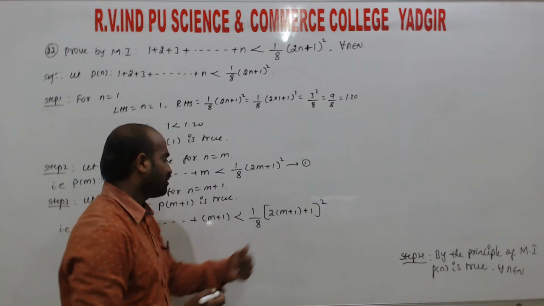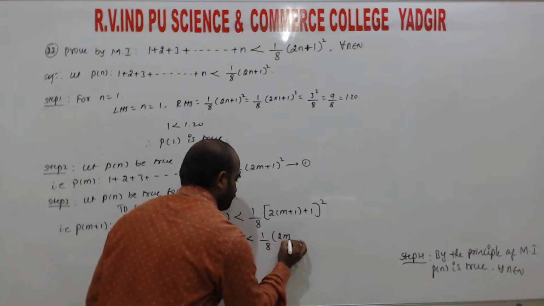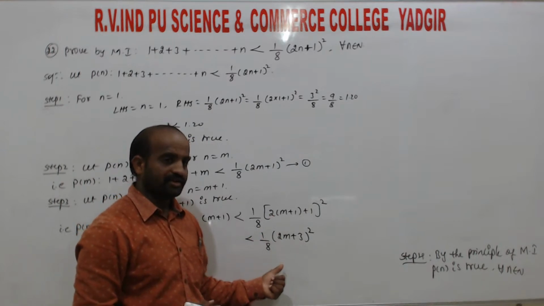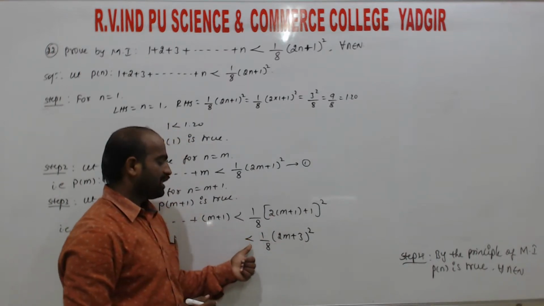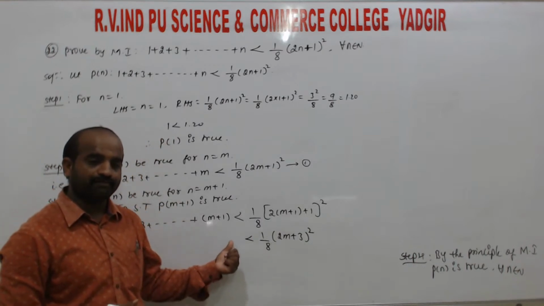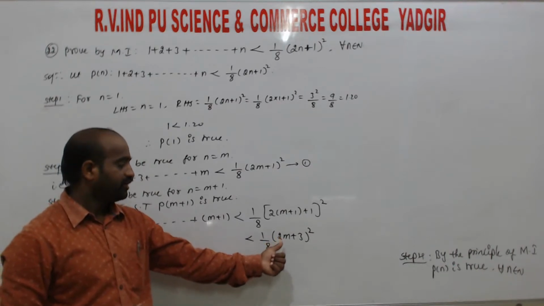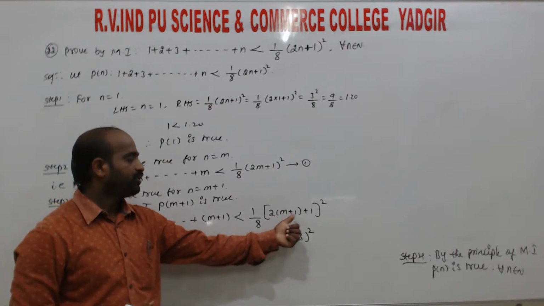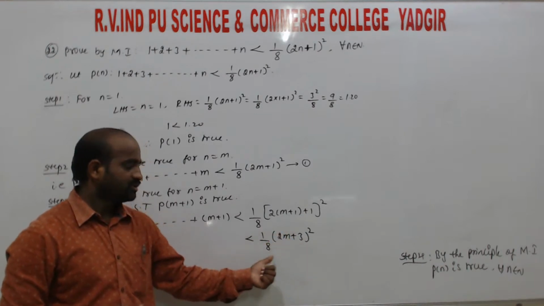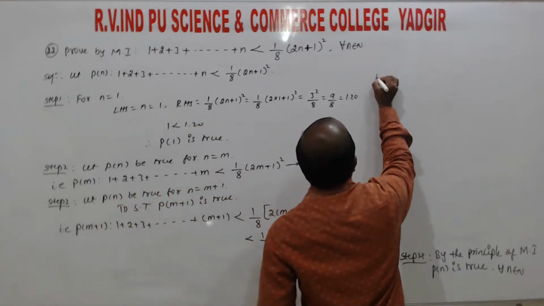This is equal to 1 by 8 into (2m plus 3) whole square. Through this statement, 1 plus 2 plus 3 and so on up to m plus 1 is less than 1 by 8 into (2m plus 3) whole square, since 2 into 1 plus 1 is 3. This is the RHS value.